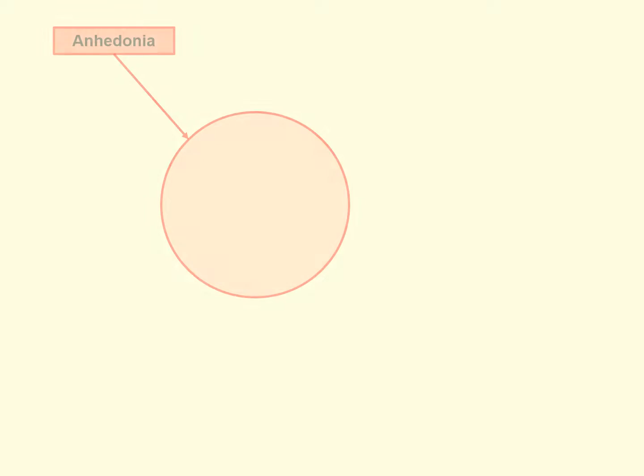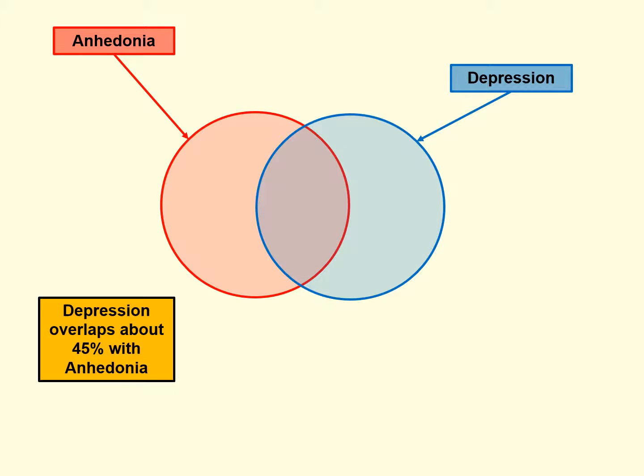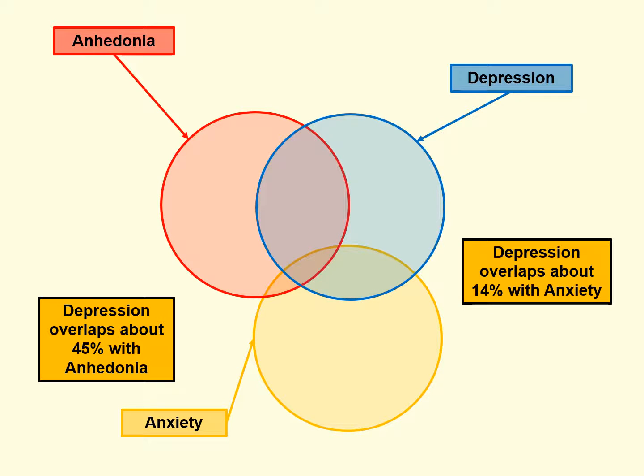Now, if we want to imagine what this looks like in terms of Venn diagrams, we could say this is anhedonia, and depression overlaps with anhedonia about 45%, and depression overlaps with anxiety about 14%. My scale is probably not that great here, but the point I want to show, or at least try and illustrate, is that whereas before there was no overlap between anxiety and depression, now, in our somewhat more realistic version of the data, we're allowing the anxiety and depression overlap. Each of them overlaps with anhedonia, but both of them overlap with each other as well.